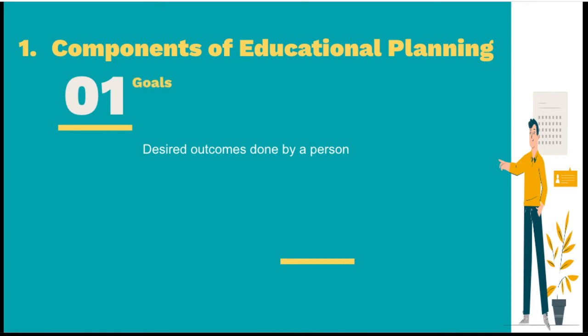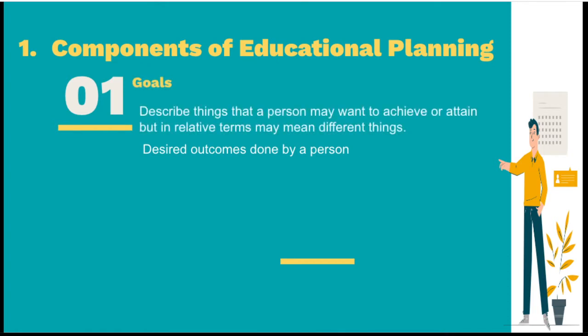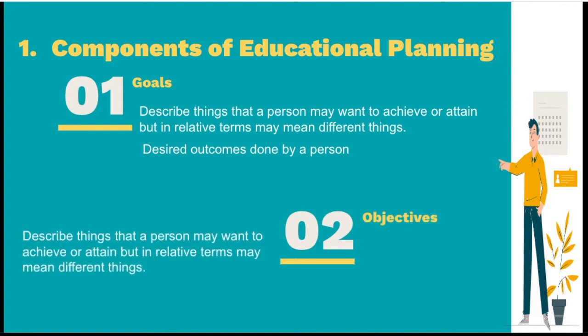First, we have goals. Goals describe things that a person may want to achieve or attain, but in relative terms, they mean different things. This is the desired outcomes done by a person. We also have the objectives as the component. It's also the description of things that a person may want to achieve or attain, but in relative terms may mean different things. Same meaning for goals and objectives.